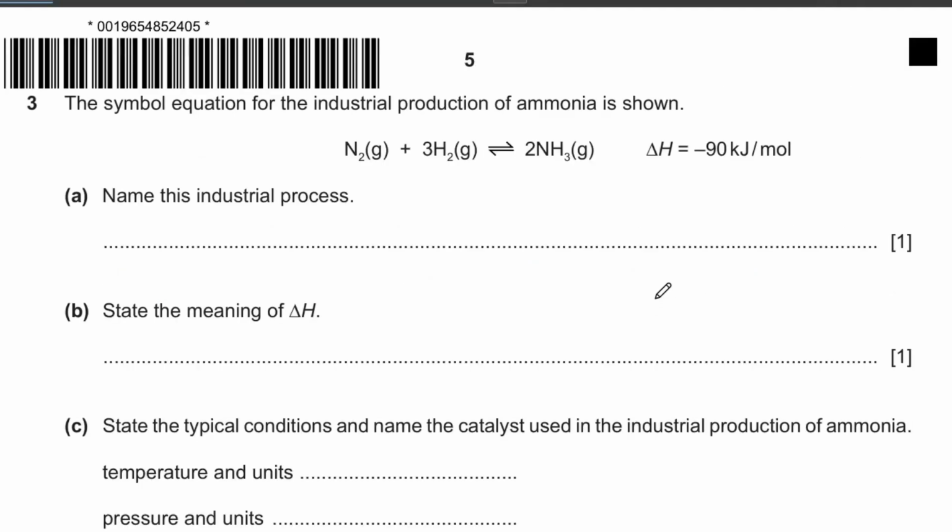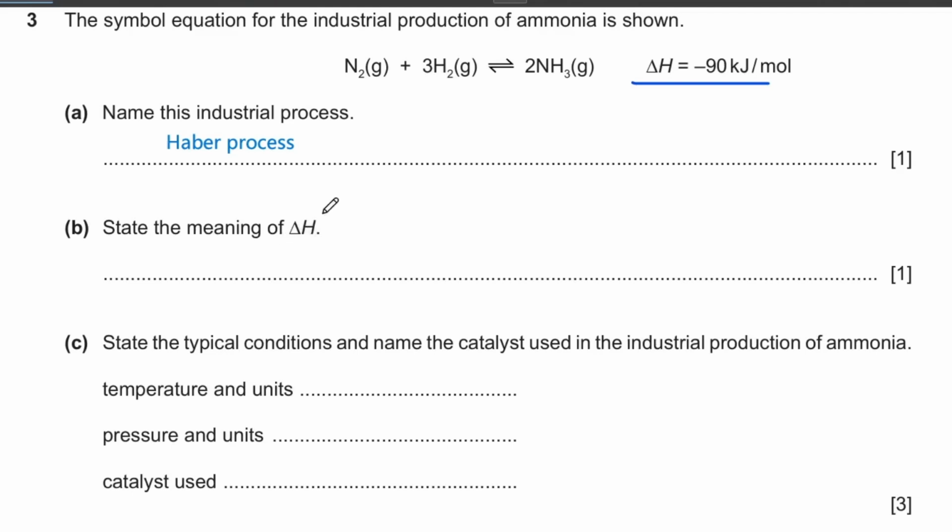Next is question 3. The symbol equation for the industrial production of ammonia is shown. This is the symbol equation, and then we have this, very important, you take note of this. Name this industrial process. The industrial process is the Haber process. State the meaning of this symbol. This simply means enthalpy change.